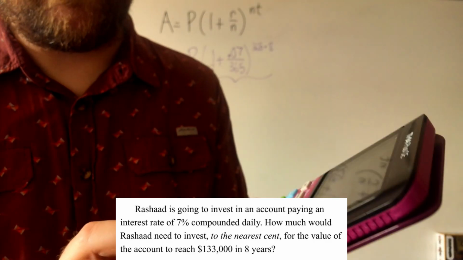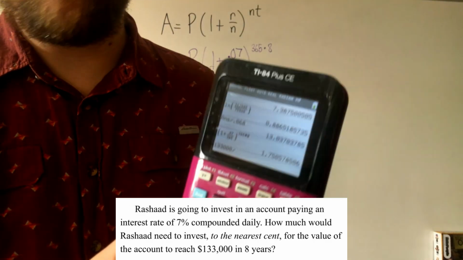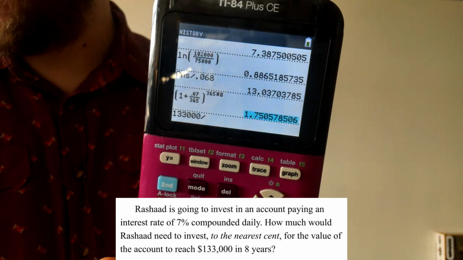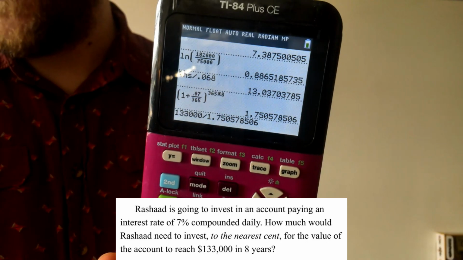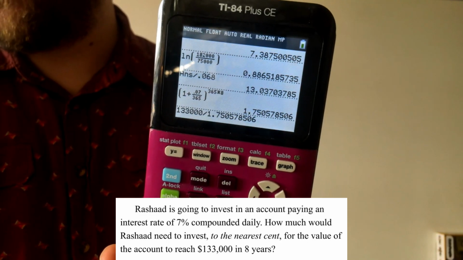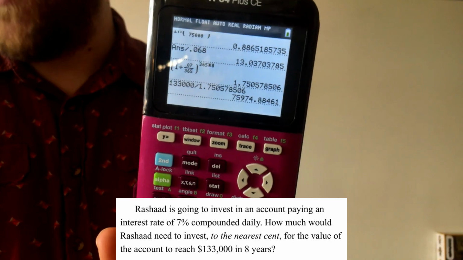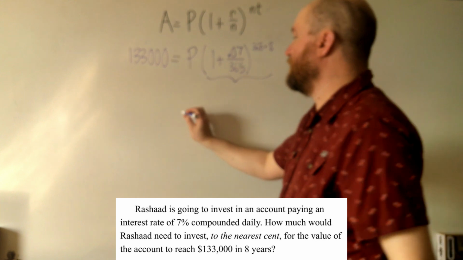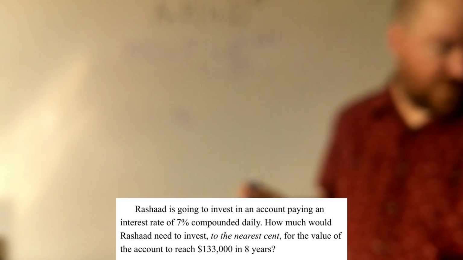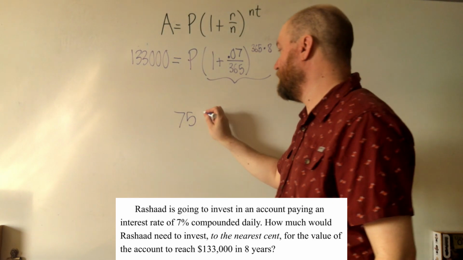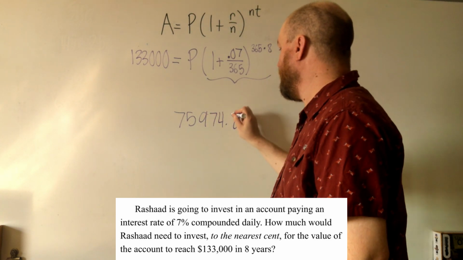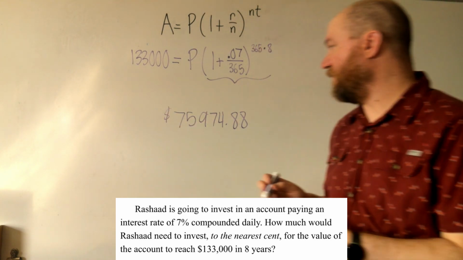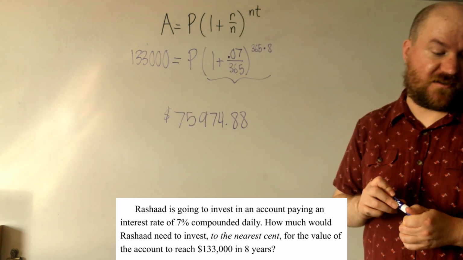So actually, I'm going to try it again. 133,000 divided by, and then I'm going to go up and I'm going to highlight the last answer and I'm going to hit enter on it. And okay, this time it brought it down. So now I don't have to type it in again. I don't have to worry about rounding. I hit enter and we get our answer. It says that we need to invest $75,974.88. It did say round to the nearest cent, right? So our answer would be $75,974.88.